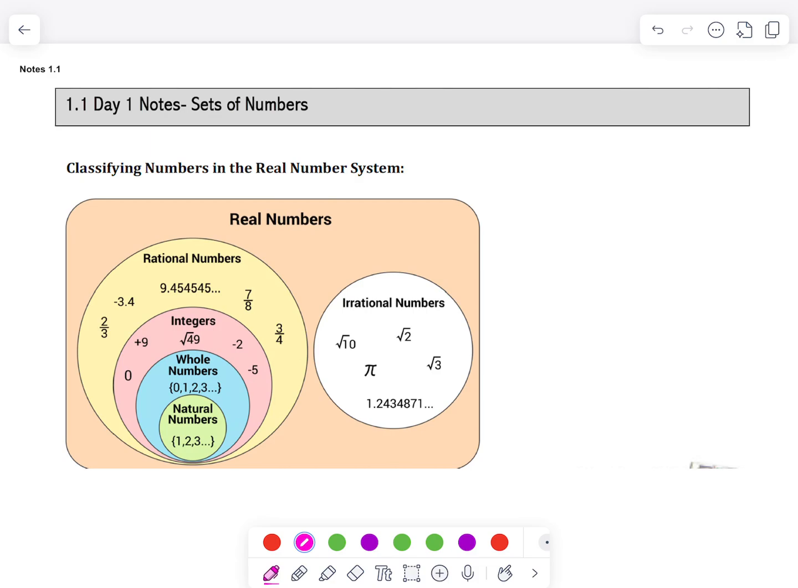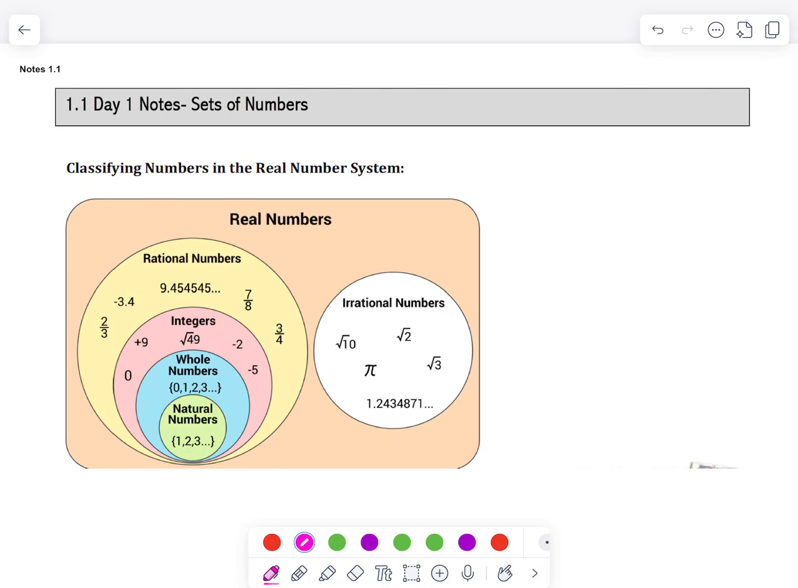All right, this lesson is on sets of numbers. The first slide here is on classifying numbers in the real number system. So this is a Venn diagram where it shows the real number system. Within the inner circle are the natural numbers. They start with the number 1, 2, 3.